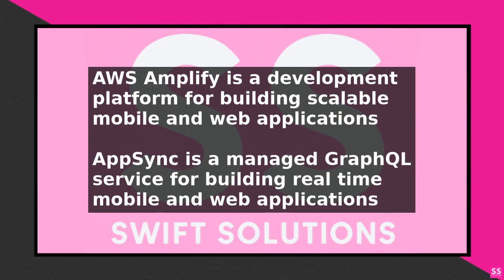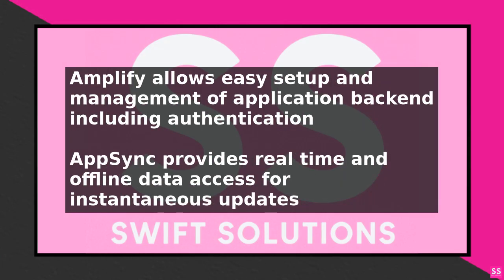AppSync, on the other hand, is a managed GraphQL service that makes it easy to build scalable, offline-enabled, and real-time mobile and web applications. The integration of AWS Amplify and AppSync allows developers to leverage the benefits of both services. With Amplify, developers can easily set up and manage the backend of their application, including authentication, APIs, and storage.